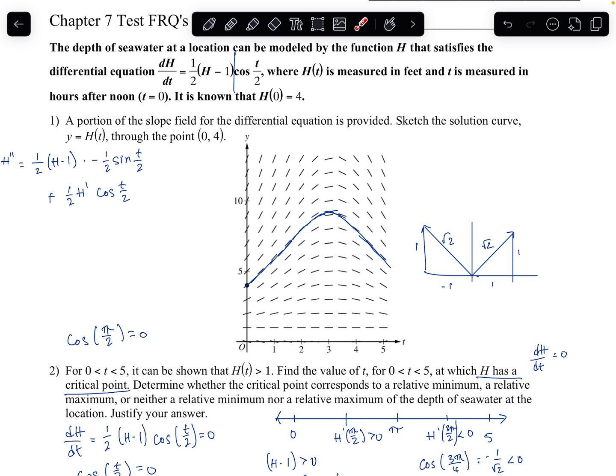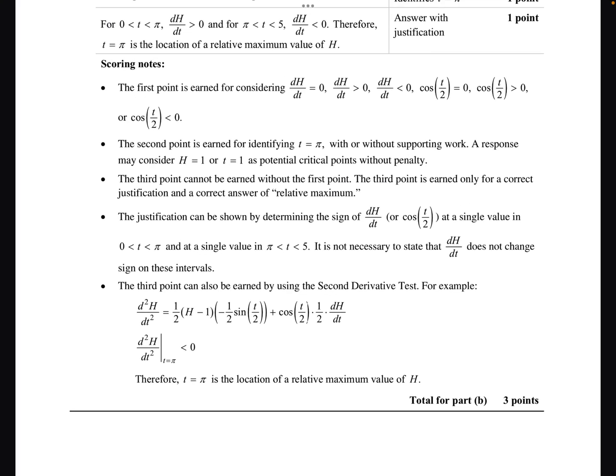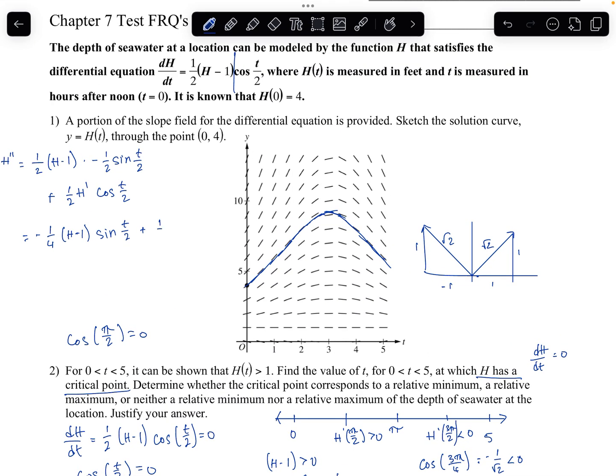So let's clean this up a little bit. We have negative 1/2 and 1/2, that would be negative 1/4, times h minus 1, times sine of t over 2. Plus, then you'd have, is that the same thing they have? 1/2 times h prime, yeah, that's the same thing. So 1/2 times h prime times cosine of t over 2.